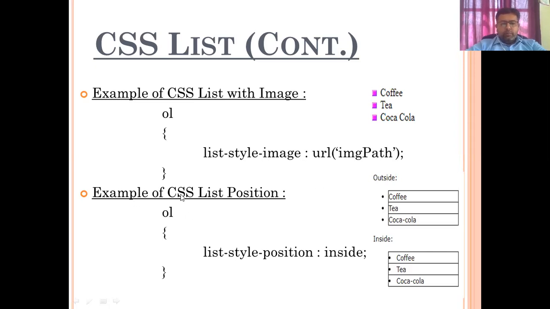And the third one, an example of CSS list position. If we want to provide the position, then again for the ordered list OL, inside the brackets we have to write list-style-position, and we have to write inside.